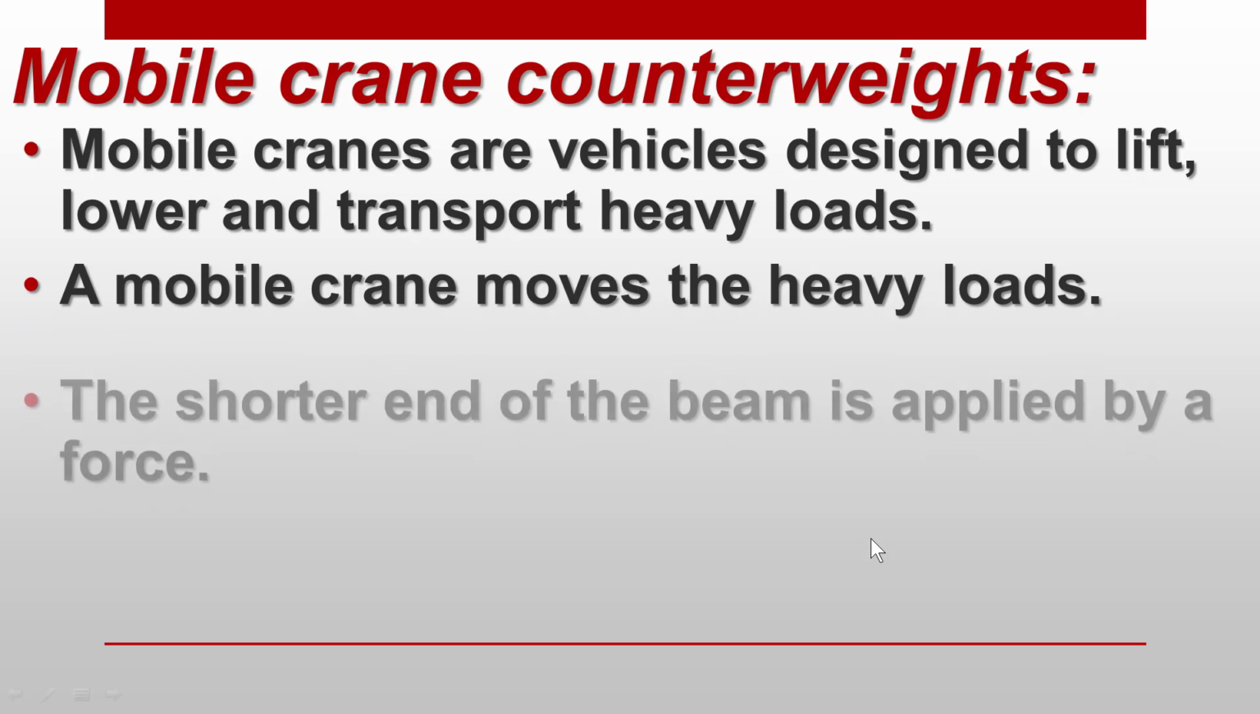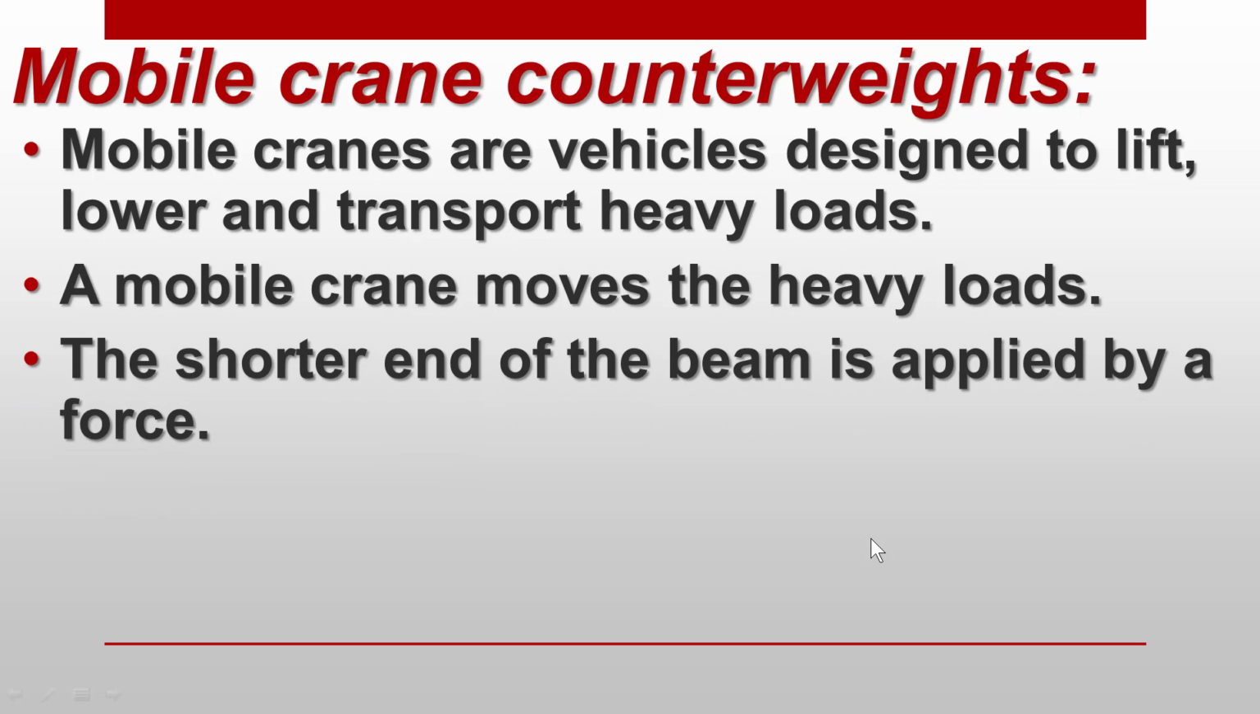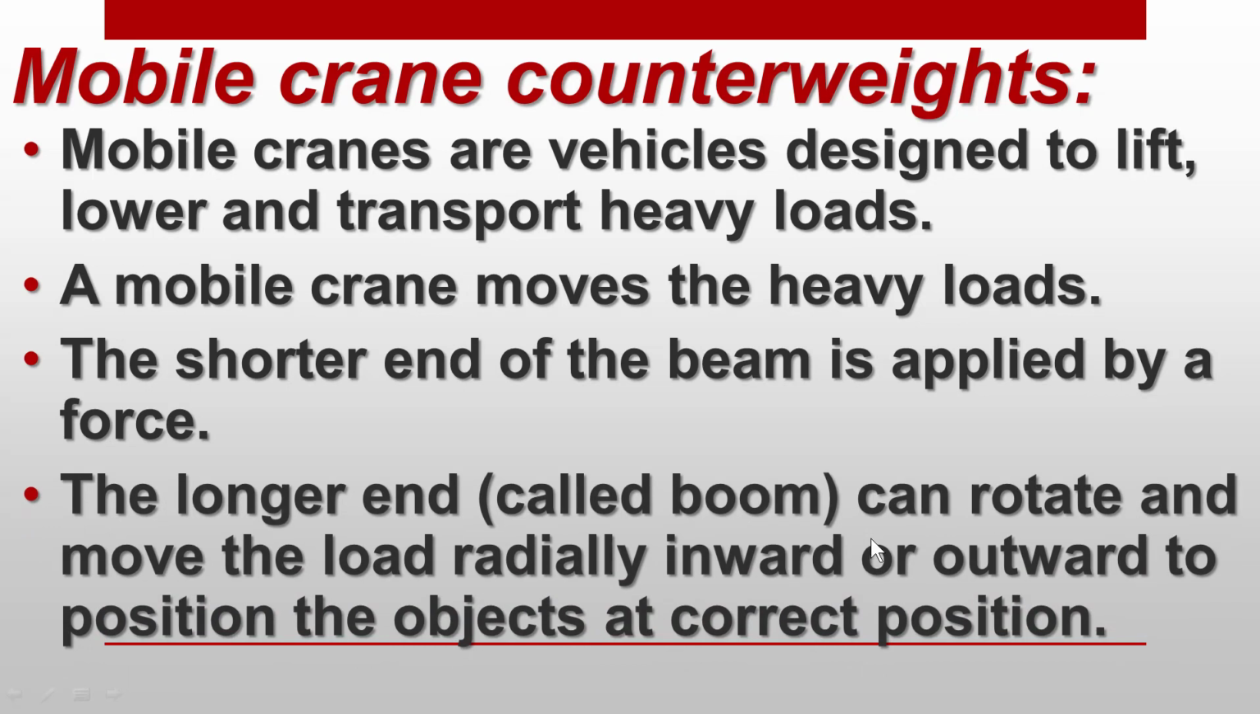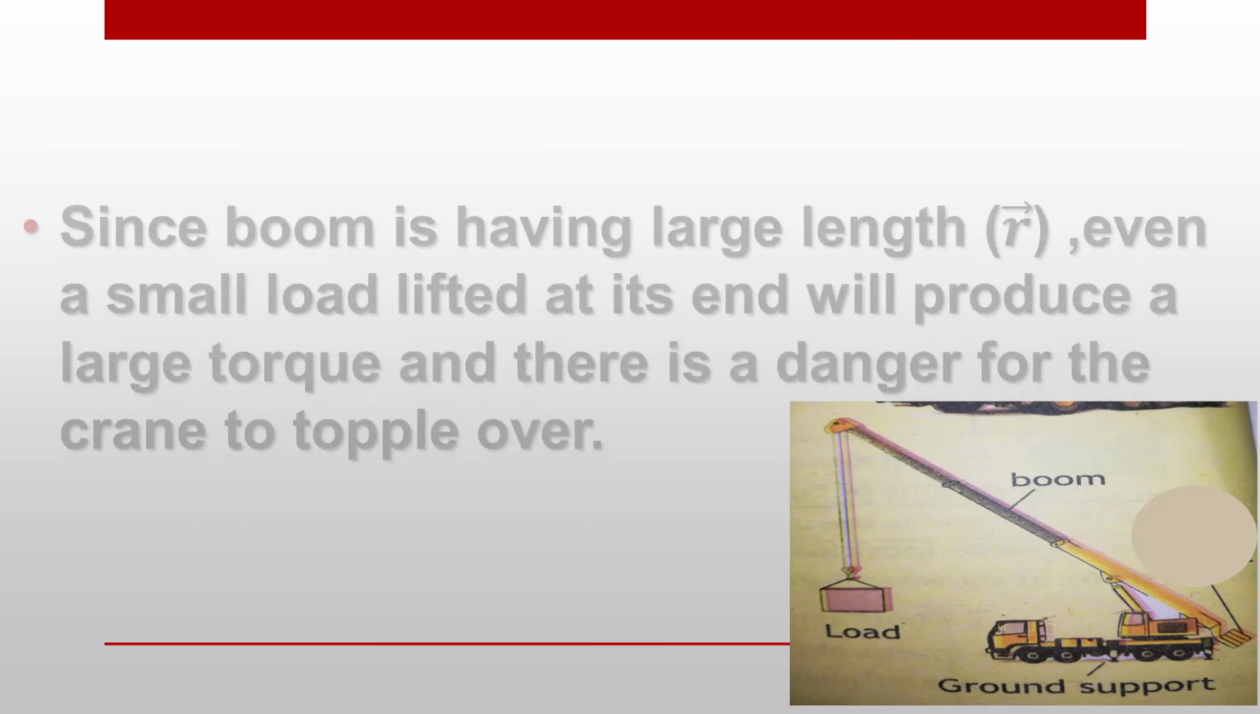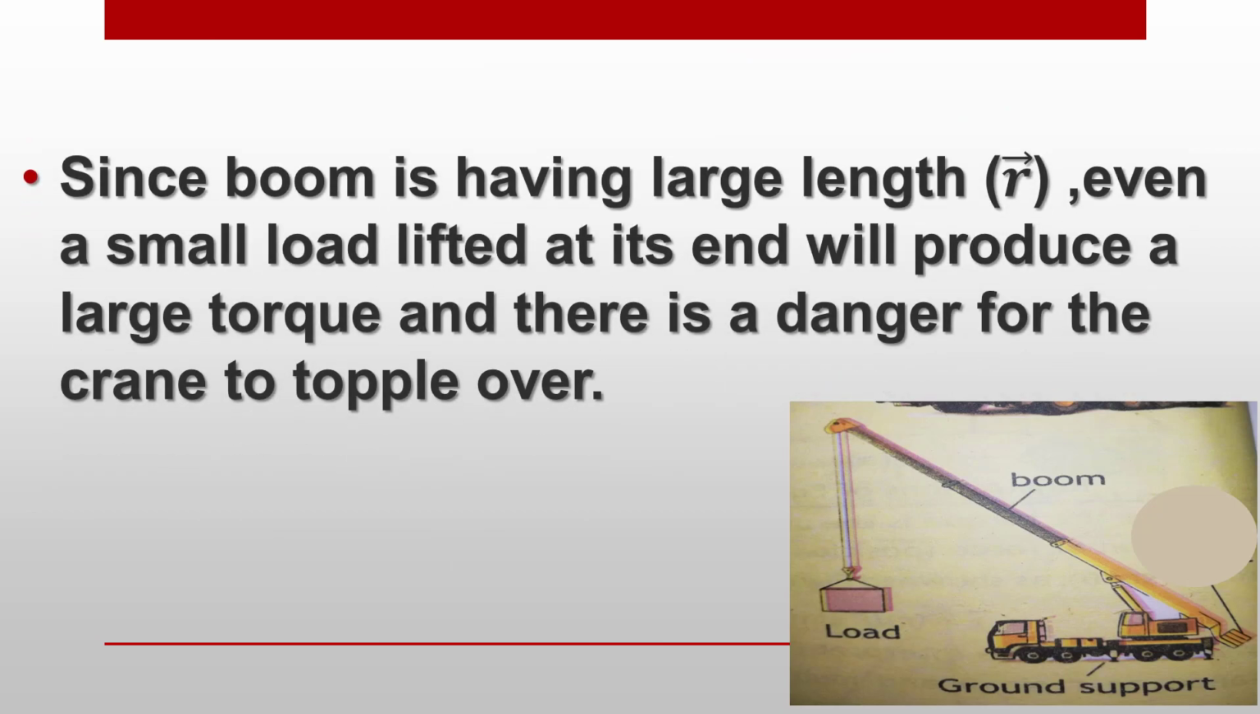A mobile crane moves heavy loads. Already discussed that, the shorter end of the beam has a force applied on it. The longer end, called the boom, can rotate and move the load radially inward or outward to position the object at the correct position. So with the help of the boom we can move the load from one place to another. Since the boom has a large length, even a small load lifted at its end will produce a large torque, and there is a danger for the crane to topple over.